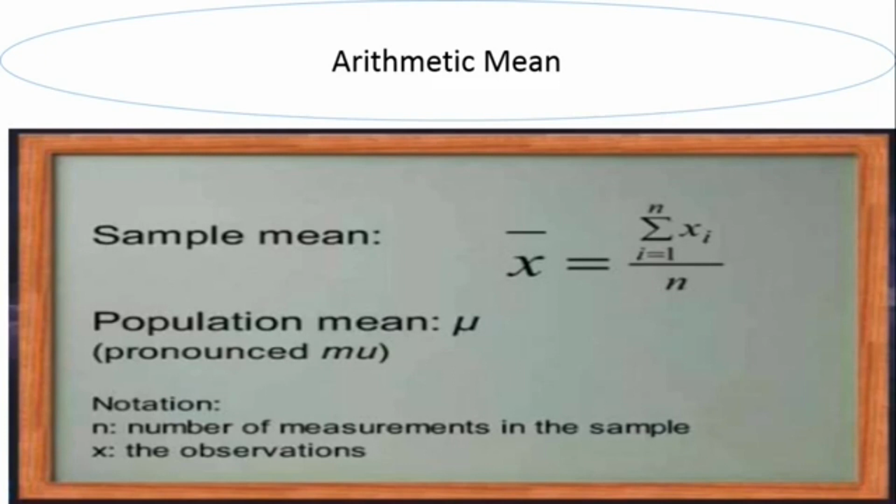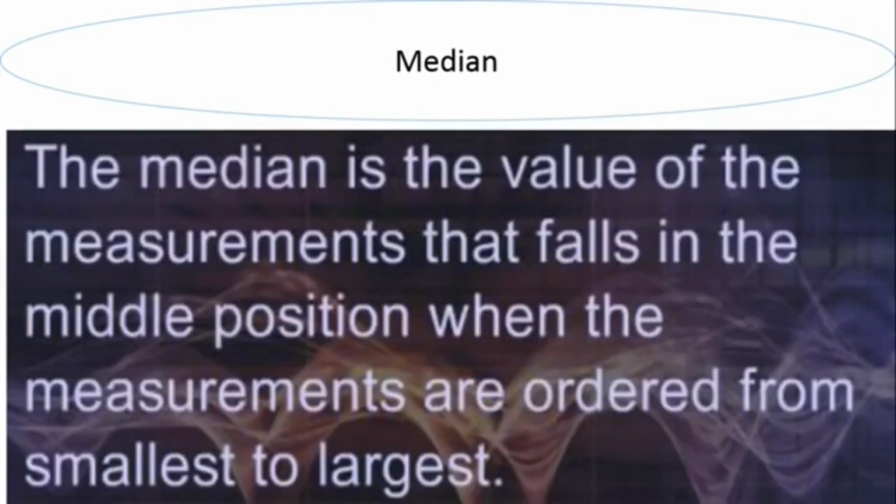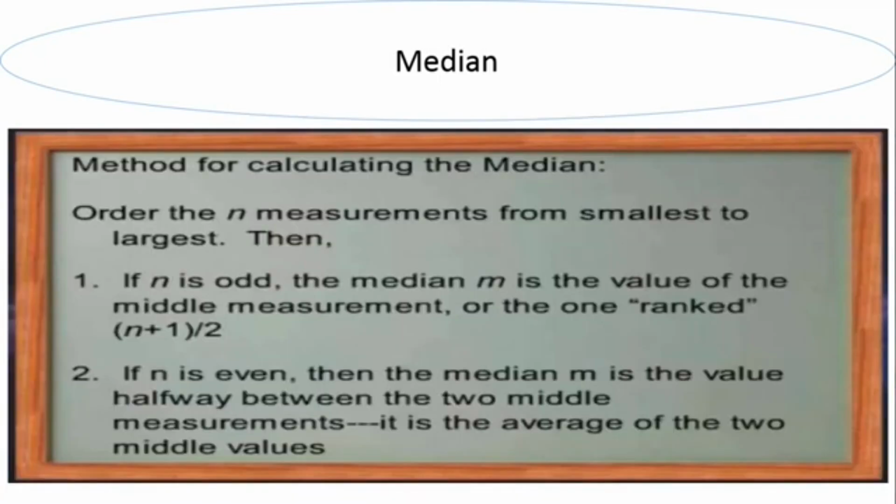And so we can also present the median, which is the value of the measurement that falls into the middle position when the measurements are ordered from smallest to largest. To compute the median, we need to order our series from the smallest to the largest in order to find the middle measurement. Here is a method for calculating the median when ordering n measurements from smallest to largest.